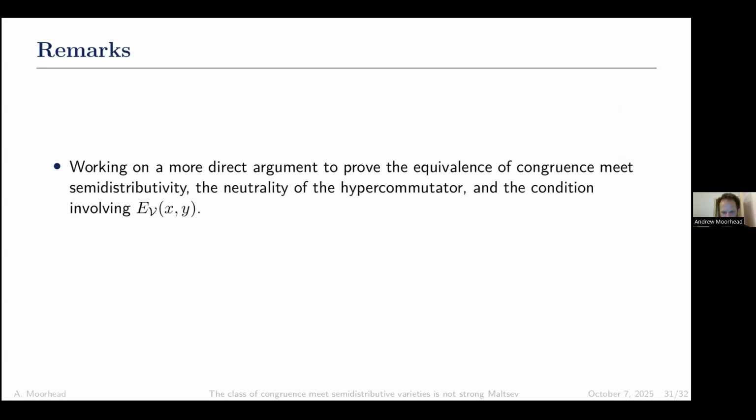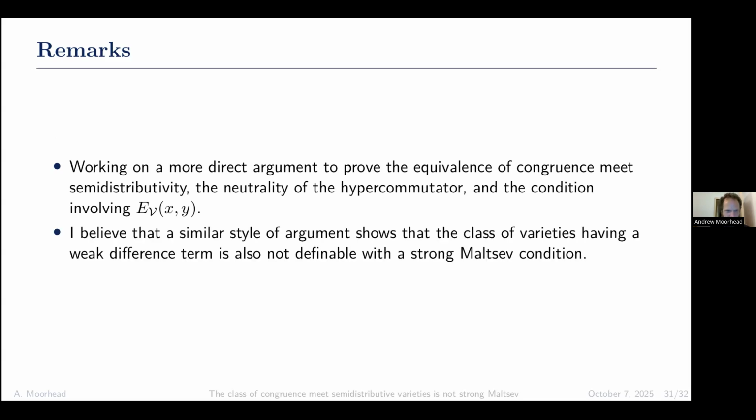So some remarks. I think that for the pathway to proving this characterization of SD meet in terms of the hypercommutator and the two-dimensional congruences, there's a simpler argument. So I'm not sure if I'm going to include that in the paper or write it up separately, but there is a more direct argument. But on the other hand, I wanted to include all of the work that people have done. And then also, I believe that a similar style of argument shows that the class of varieties having a weak difference term is also not definable with a strong Maltsev condition.